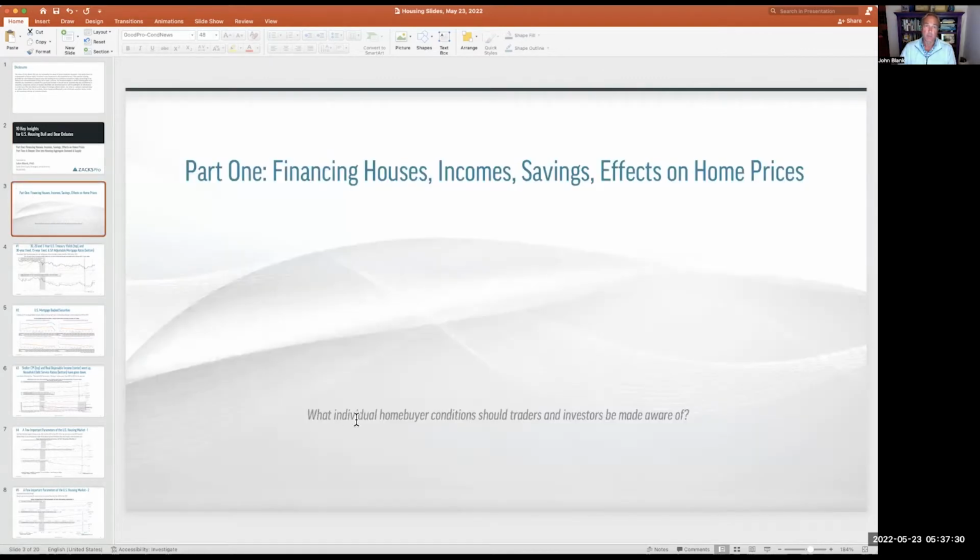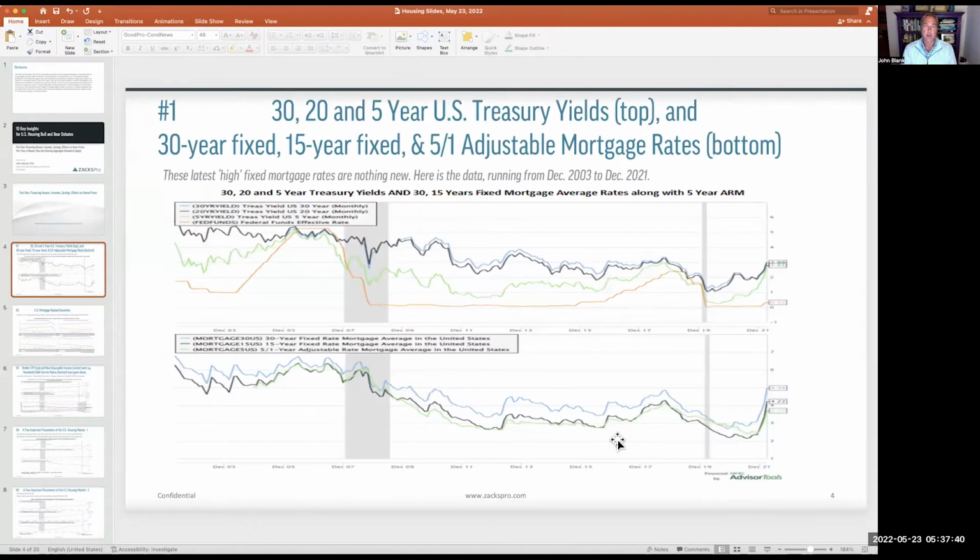So, number one, financing houses, incomes, savings, and the effects on home prices. It's all of this, by the way. It's not just the mortgage rates. We're going to get into that first, which is the typical story we're all looking at, with the 10-year Treasury yield at the top, and the 30-year fixed rate, 15-year fixed rate, and the 5- and 1-year adjustable mortgage rate at the bottom. So this has been everybody's fixation. Number one, the fixation on the U.S. Treasury market and its relationship to the U.S. mortgage market.